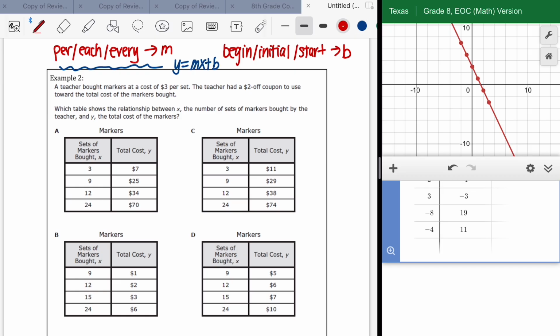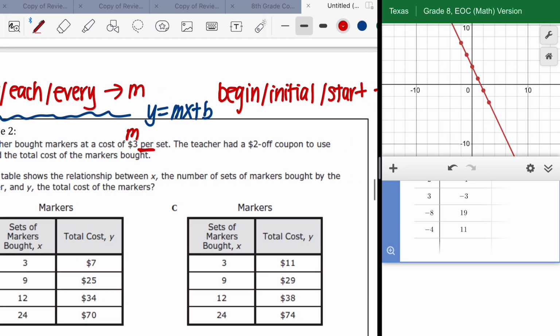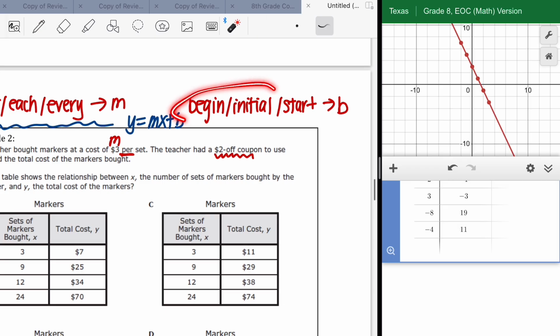Right here we have a teacher bought markers at a cost of $3 per set. Do we have a keyword here? $3 per set. So that means this is the what? $3 will be my unit rate, M, 3. And then the teacher had a $2 off coupon. What does it mean, $2 off coupon? I don't have a keyword, but I know this is the number. I don't have the keyword beginning, initial, start, and I don't have per, each, every. So potentially this number will be a B, the y-intercept.